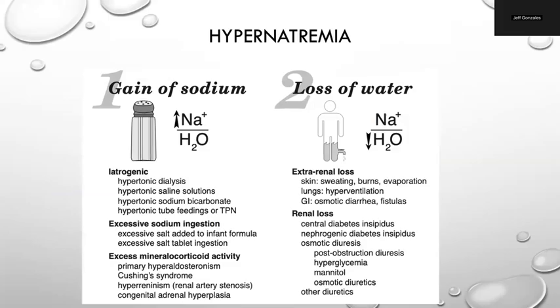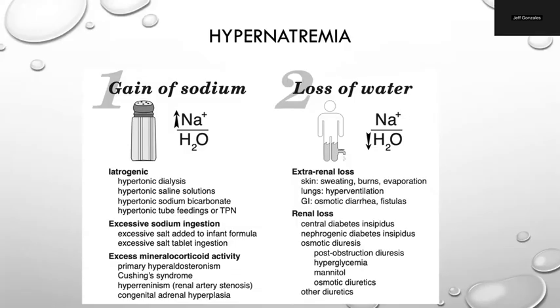Although hypernatremia can be due to either a gain of sodium or a loss of water, it's most often due to the loss of water. Gain of sodium can happen by any cause listed. Loss of water comes from renal or extrarenal sources.